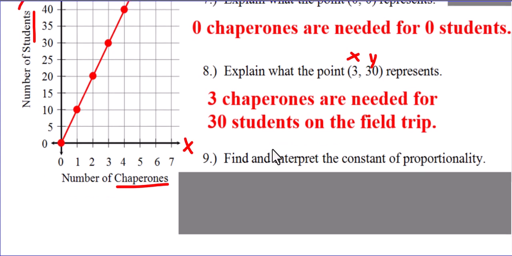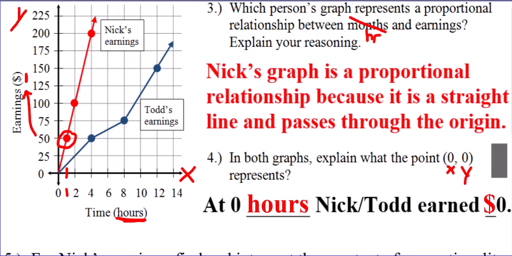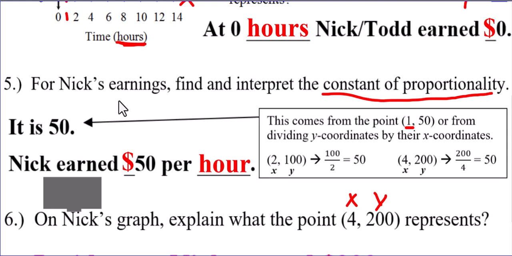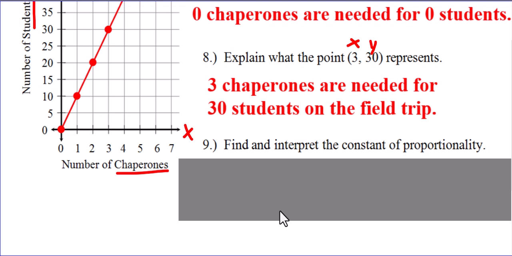All right, problem number 9. Find and interpret the constant of proportionality. You know, number 5 was the exact same wording. So I found my constant of proportionality, but then I interpreted it in a sentence. If you didn't do the interpreting part, then quickly hit pause and quickly write it down and then hit play.